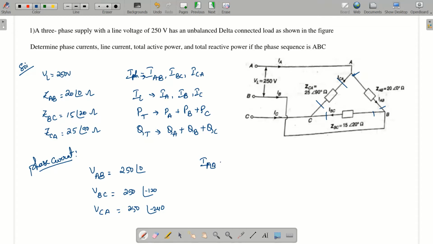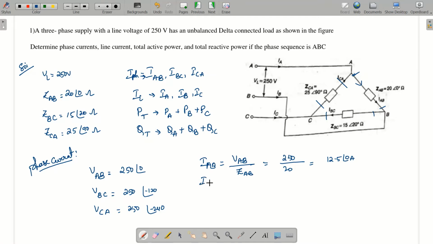IAB, the current flowing in phase A, equals VAB, the voltage across it, divided by its impedance ZAB. What is the value of VAB? 250 divided by ZAB, 20, at an angle of 0. So 25 divided by 2, you will get 12.5 at an angle of 0 amperes.